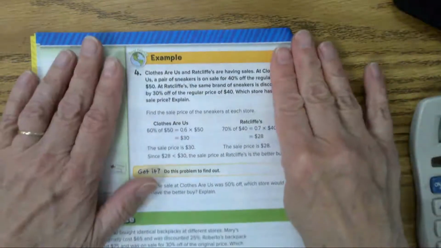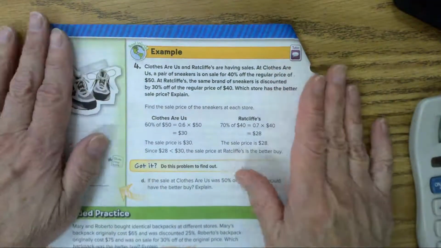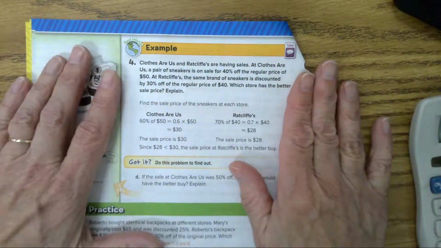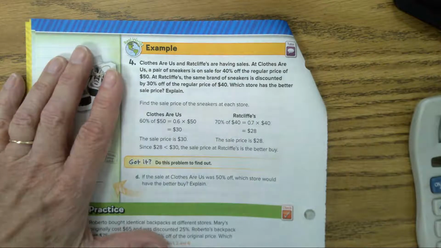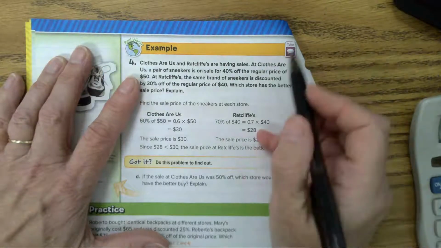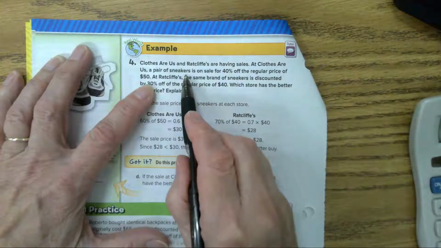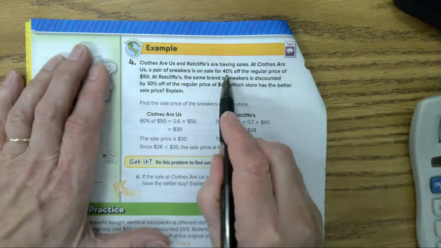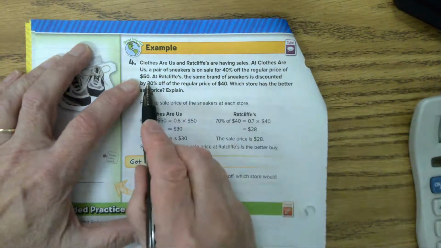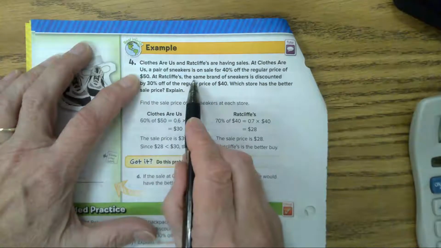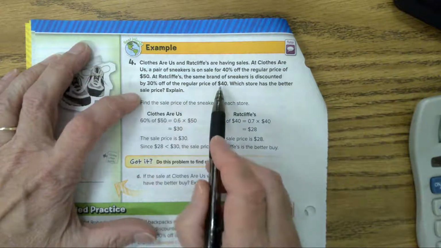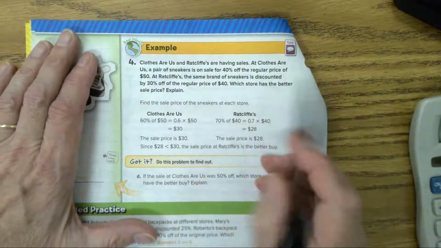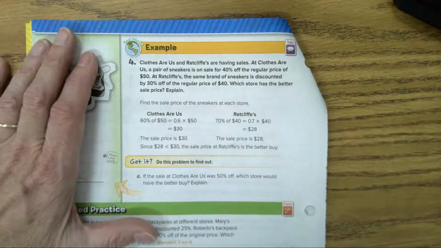Okay, this one has a lot of steps again. Clothes R Us and Ratcliffe's are having sales. At Clothes R Us, a pair of sneakers is on sale for 40% off the regular price of $50. At Ratcliffe's, the same brand of sneakers is 30% off the regular price of $40. Which store has the better sale price?